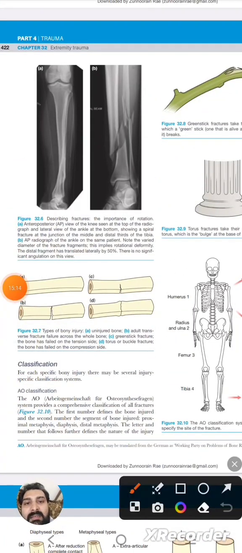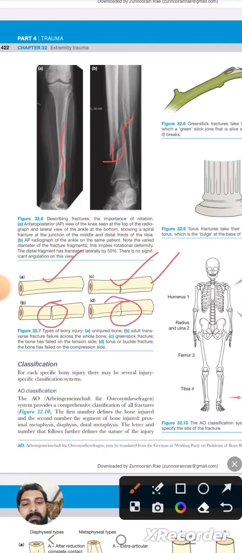This is a spiral fracture, an S-shaped fracture, and there is also some rotation and displacement. This is an uninjured bone. This is a greenstick fracture, in which one cortex has been fractured and one is intact. The tension cortex has failed. It is a greenstick fracture. This is a complete fracture. And this is buckling. We can see bumps. It is a torus fracture.